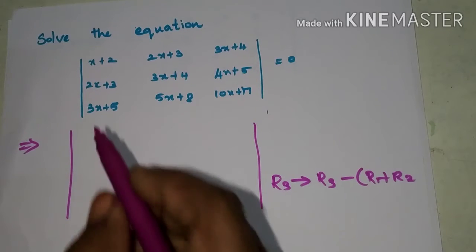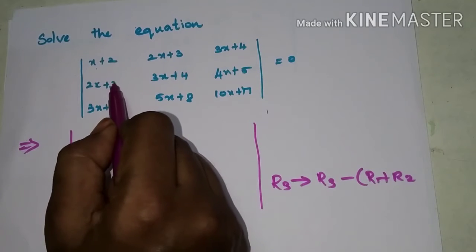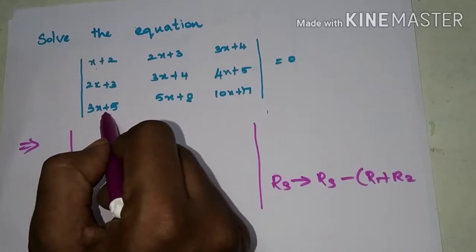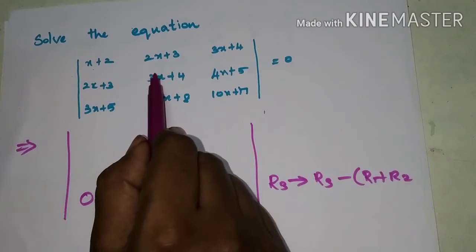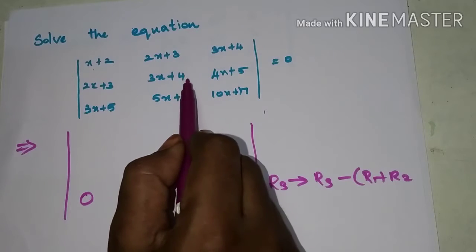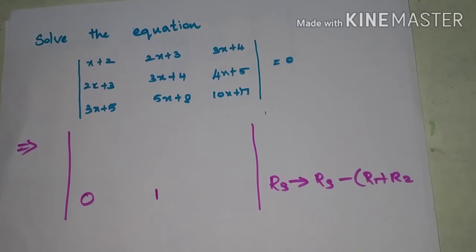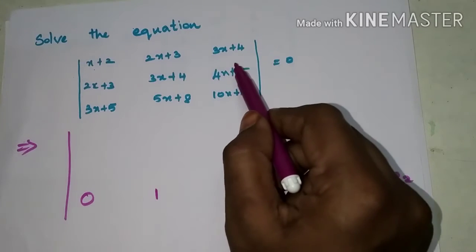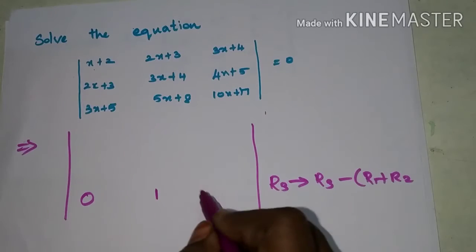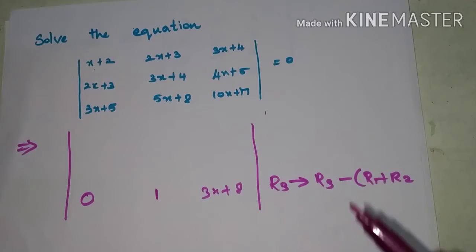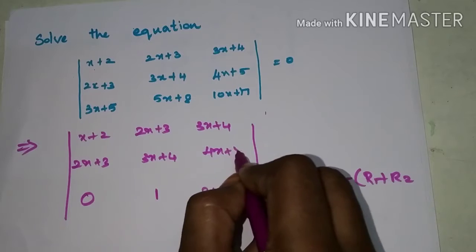So while adding row 1 plus row 2, we'll get 2x plus x will get 3x. Then 2 plus 3 will get 5. When subtracting with row 3, we'll get this value as 0, right? Next, while adding both row 1 and row 2, we'll get 5x plus 7. And subtracting with this, we'll get 1, right? And while adding both the rows, we'll get this term as 7x plus 9. By subtracting with this, we'll get 3x plus 8. Now the remaining rows are kept as they are, 4x plus 5.